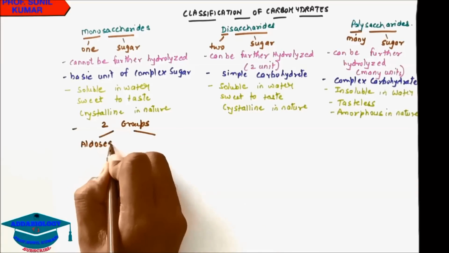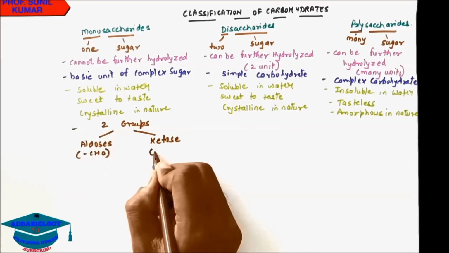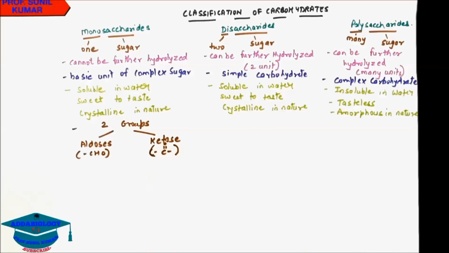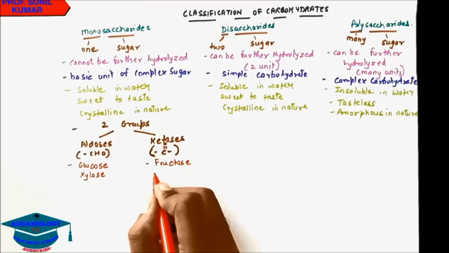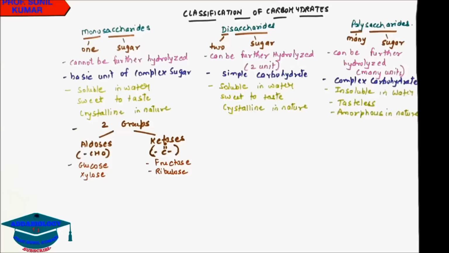There are two groups of monosaccharides, aldoses and ketoses. Aldoses have the CHO group and ketoses have the C double bond O group. Examples of aldose sugar: glucose, xylose. Examples of ketose sugar: fructose, ribulose.